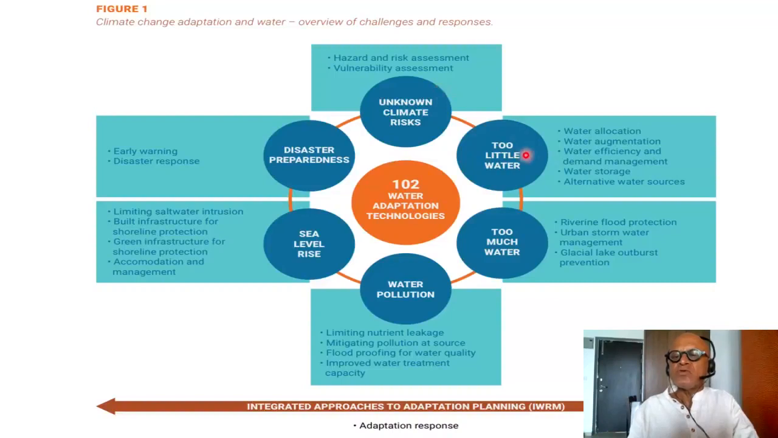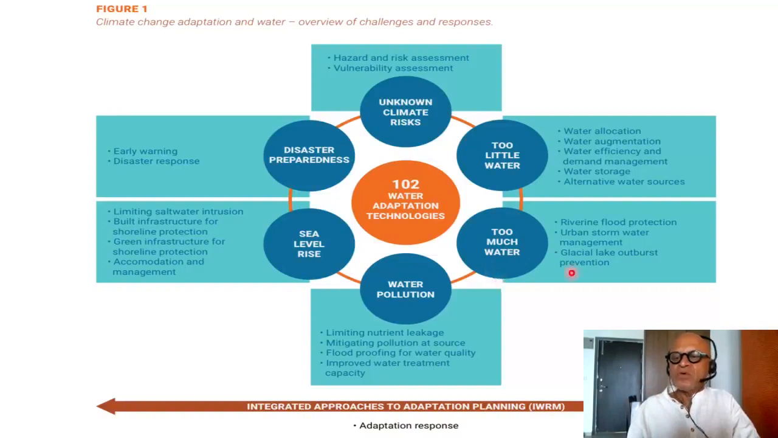For too little water, we'll see a long table, but it's about water allocation, water augmentation, water efficiency and demand management, water storage, alternative water sources. When you have too little water, you have to really scamper around. And remember that there is always this nexus between food, water, health, energy, and so on that we have discussed. So we should always keep those nexuses in mind when we are doing adaptation in each sector.